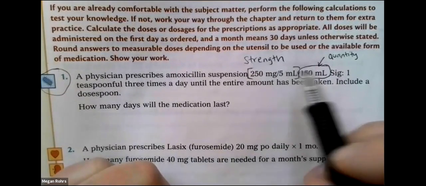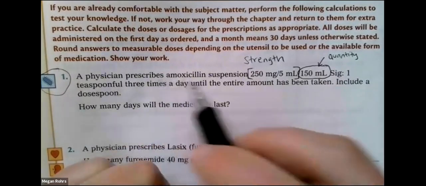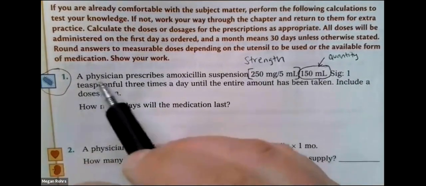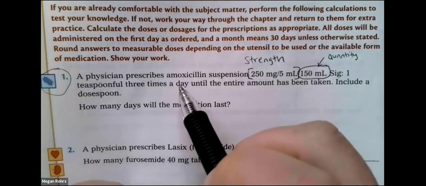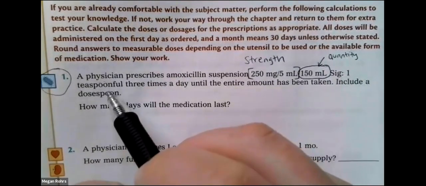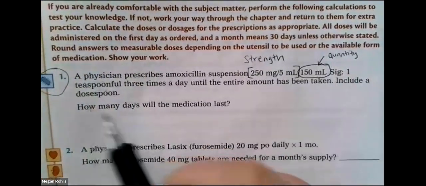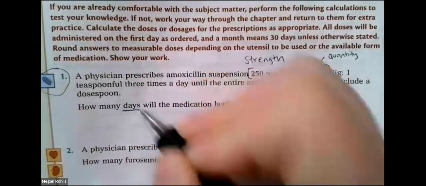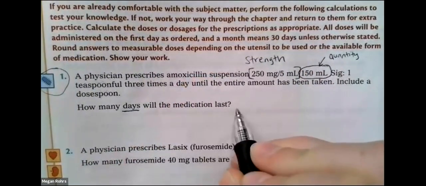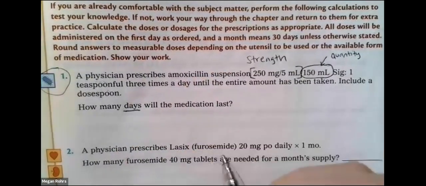So we have the strength, we have the total quantity that they're being given, and we have the directions here. They're taking 1 teaspoon 3 times a day. Remember, a dose is how much they're getting at one time, so this 1 teaspoon would be their dose. They're taking it 3 times a day. How many days will the medication last? So we are solving for day supply. Day supply is how long a prescription will last.